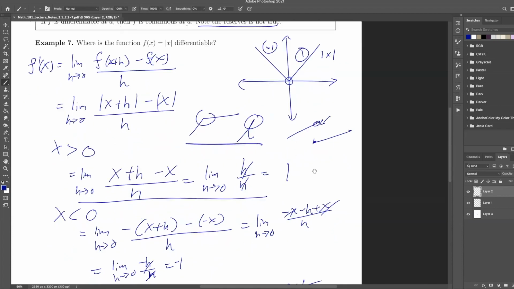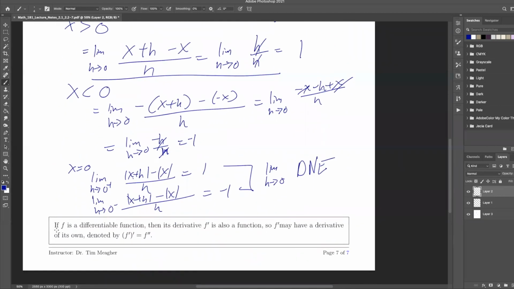Okay. And the very last thing we need to talk about for this section is if f is a differentiable function, then its derivative function is also a function. So it may have a derivative of its own, and so we take the derivative of a derivative. We call this f double prime, the second derivative. We call it the third derivative and the fourth derivative. You can keep taking derivatives of things ad infinitum. And if it says find the second derivative, take a derivative and then do the same process again.